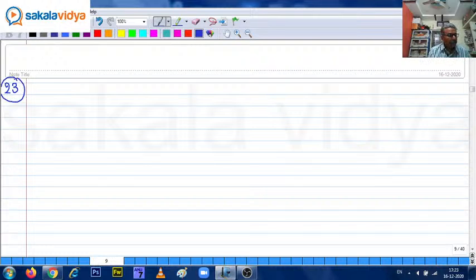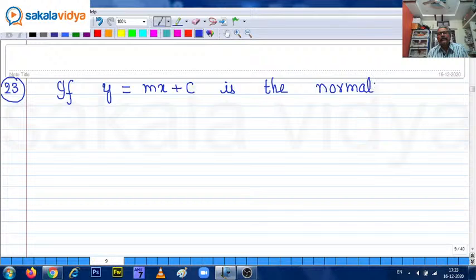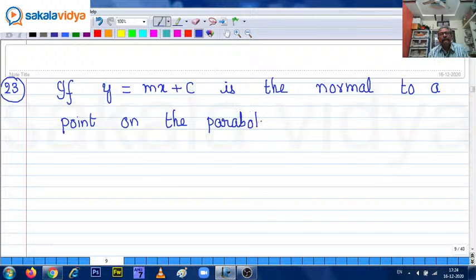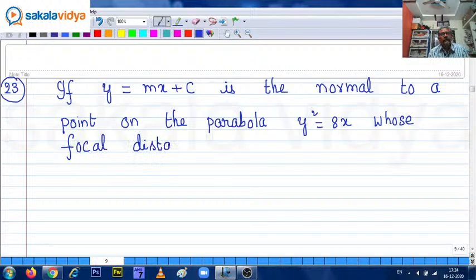Third problem. If y equals mx plus c is the normal to a point on the parabola y square is equal to 8x, whose focal distance is 8 units.